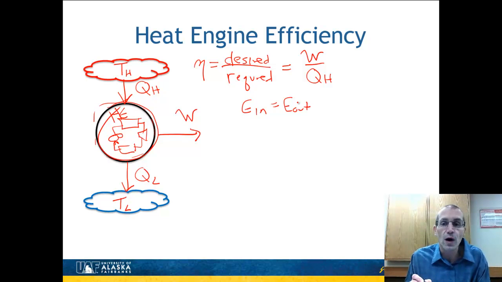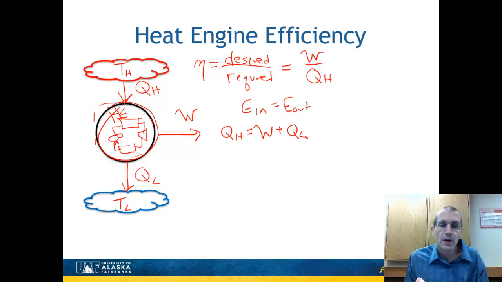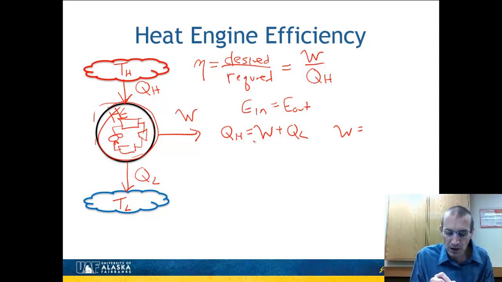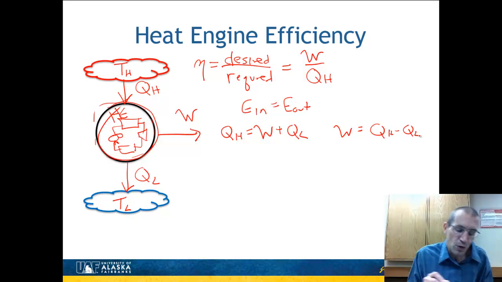So we're applying the first law here. If I look at the arrows going in, I have QH goes in, and the only arrows coming out are W and QL. So there's my energy balance for my heat engine. And if I rearrange this to solve for the work, I'm just going to move QL to the other side. Work is equal to QH minus QL.